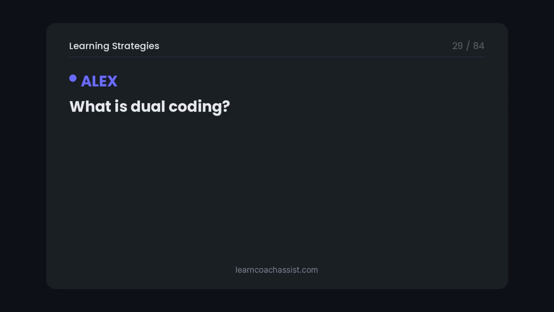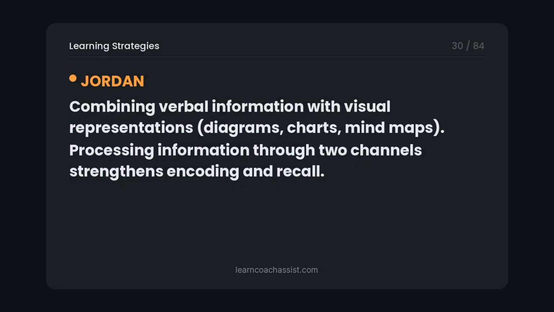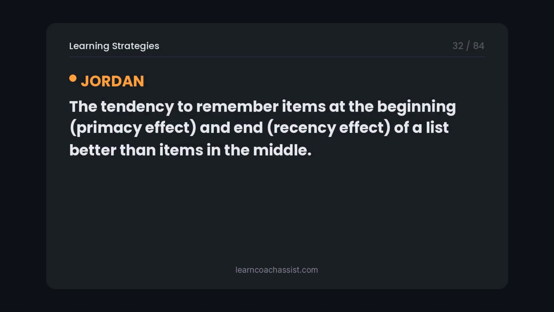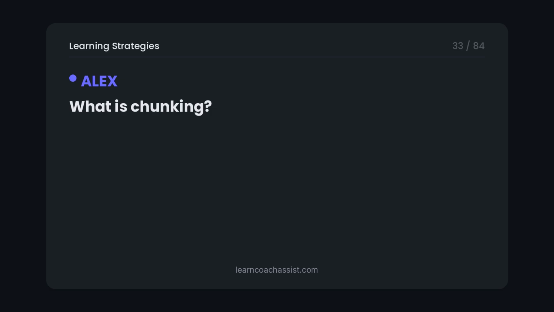What is dual coding? Combining verbal information with visual representations, diagrams, charts, mind maps. Processing information through two channels strengthens encoding and recall. What is the serial position effect? The tendency to remember items at the beginning, primacy effect, and end, recency effect, of a list better than items in the middle.